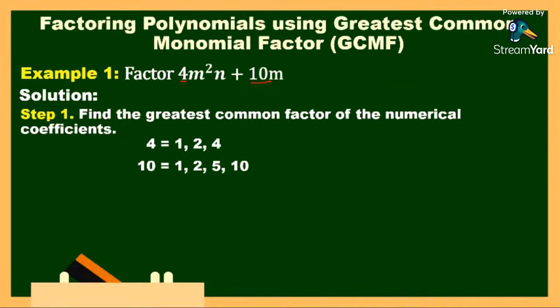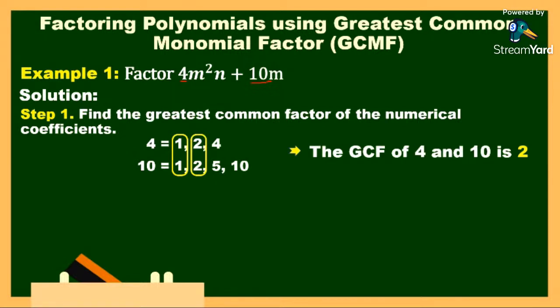Now, let us look for their common factors. We have 1 and 2. And since ang kailangan natin ay ang GCF or yung greatest common factor, ang gagamitin nating GCF ay 2. So, the GCF of 4 and 10 is 2.